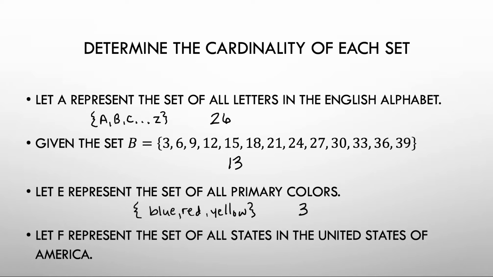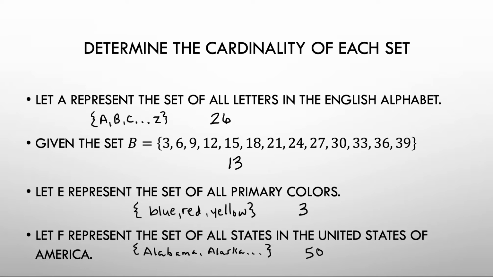Our final example says that F represents the set of all states in the United States of America. So again, think about making a list of the elements in that set. You might start with Alabama, and then maybe Alaska, and you continue on. If you were to do a complete list of all the states, how many elements would be in your set? We know that there are 50 states in the United States, and so the cardinality is equal to 50.